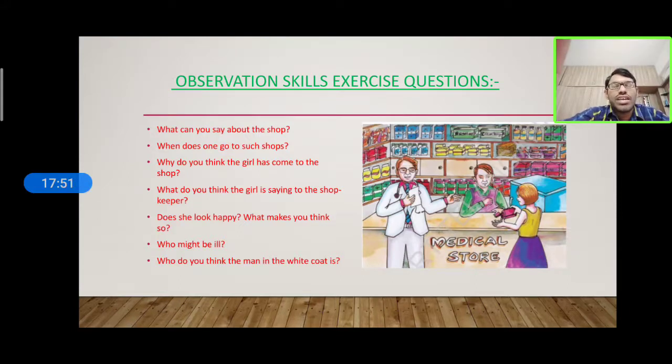Okay, so that is the relation between a doctor and a pharmacy. Pharmacy means those persons also do pharmacy education. After completing their intermediate, or even after completing 10th, they join the pharmacy courses. For them, the medical stores will be there. So this is about the observation skills exercise.